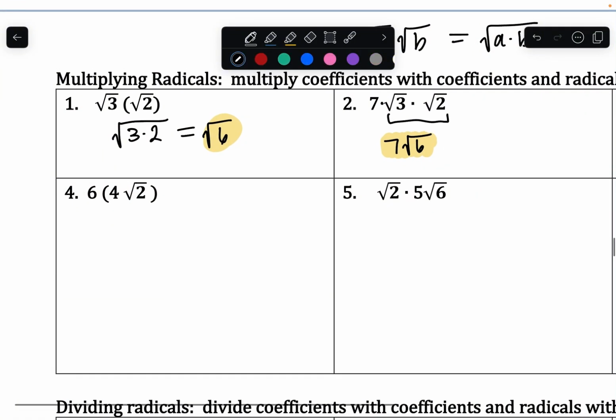Okay, here we would multiply the 6 times the 4 and get 24 square roots of 2. Again, these parentheses don't really have a purpose. You don't distribute the 6 under the radical. Everything is just being multiplied by every term.